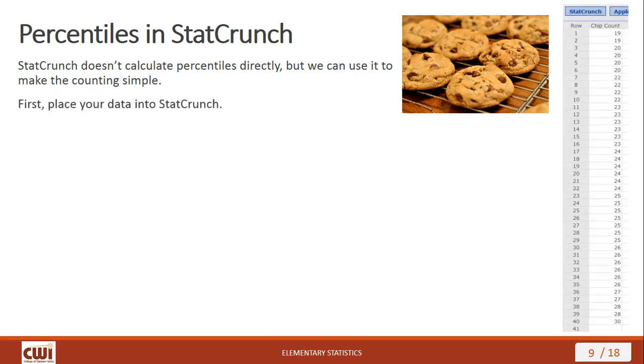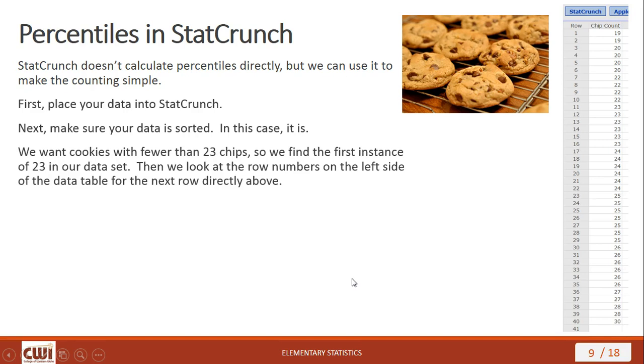First, what you want to do is place your data into StatCrunch. Next, make sure your data is sorted. In this case, the data is sorted. So we're starting from the lowest value and we move our way on up all the way to the highest value in our data set. Once the data is sorted, we want cookies with fewer than 23 chips because we're asked to find what percentile a cookie with 23 chips is in.